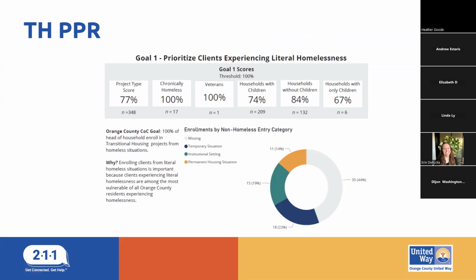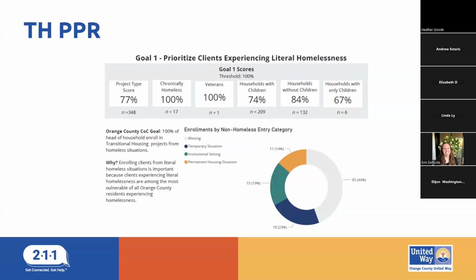And then for one of the goals that I wanted to highlight, goal 1. This is to prioritize clients experiencing literal homelessness. So last reporting period, we scored an average of 83%. However, this reporting period it dropped down to 77.